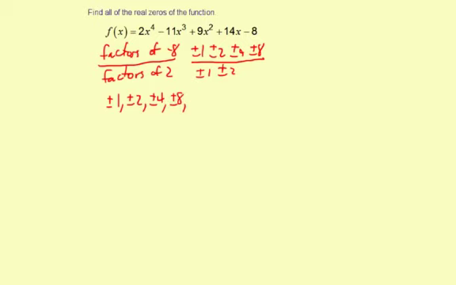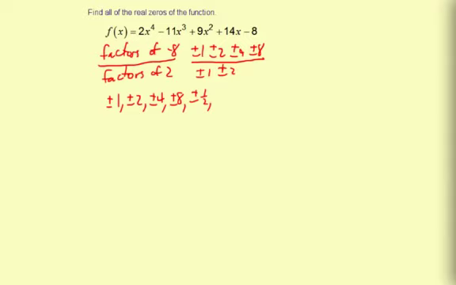And then the divided by 2 situation could be plus or minus 1/2. And then plus or minus 2 over 2, we already did that because that's 1. Plus or minus 4 over 2, well that's 2. Plus or minus 8 over 2, well that's 4. All those are already covered. So here's a list of all the possible rational zeros.